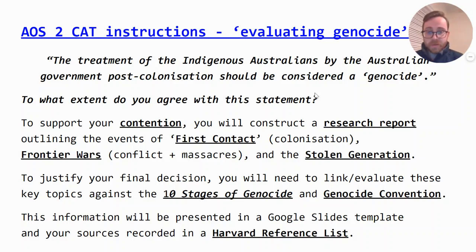So throughout the presentation, you'll be trying to link and evaluate these key topics against the 10 stages of genocide and the Genocide Convention. Those are the frameworks we're using to assess whether or not a genocide has occurred. And you should be familiar with them because we've looked at them in Area Study 1. This information will be presented in a Google Slides template, and your sources recorded in a Harvard reference list. So while you're gathering research, make sure you're recording your sources properly.